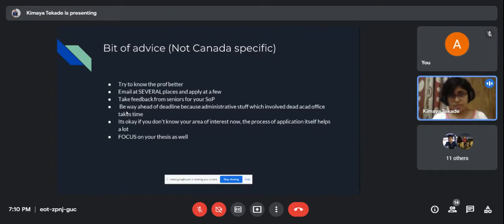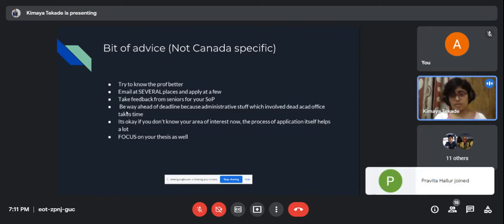So here is a bit of advice which is not Canada specific. You're going to do a PhD in a place, if it is Canada or US, for at least 5 to 6 years. So you should try to know the prof better. And in an interview, always keep in mind, okay, the prof is taking your interview, but it is not just one-sided. You can also ask him questions and know better about the lab.